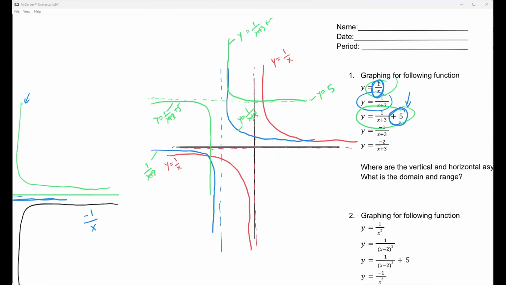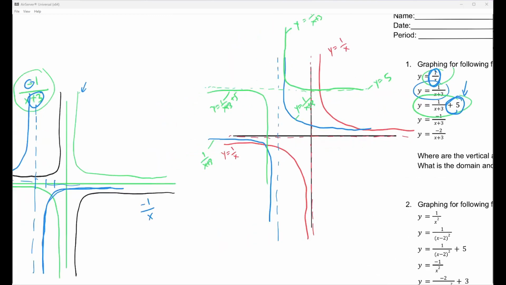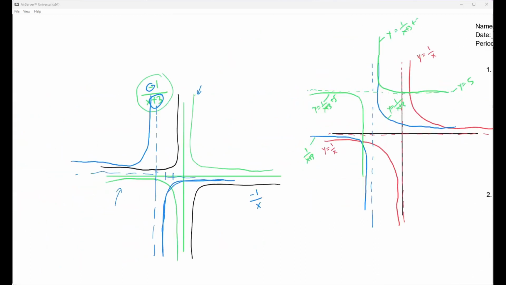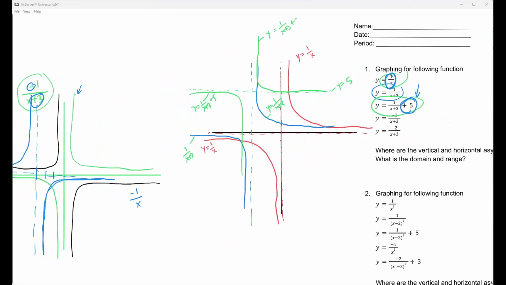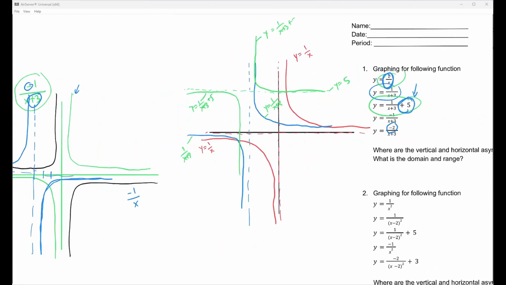So what's the difference between problem 1 and 2? Let's do that one right now. What is the difference between the -1 and -2 here? The -2, how do we describe this transformation? It's a vertical stretch, right? And remember what we did. That's the reason why I showed this slide right here.